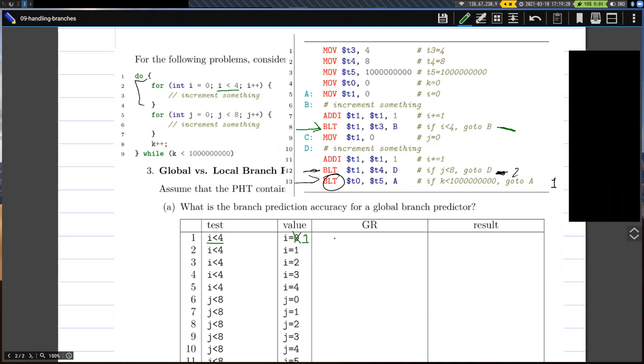What was the previous branch? Well, the previous branch was from here. This was the previous branch that we evaluated, this K less than a big number. Was it taken? Well, yeah, we looped back around. So that's going to be a one in the least significant bit of our register.